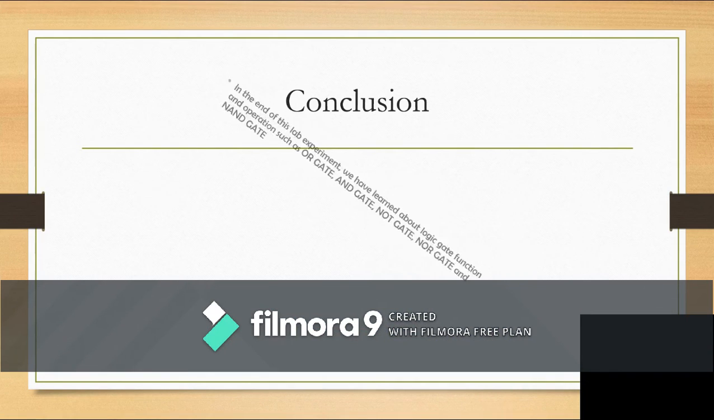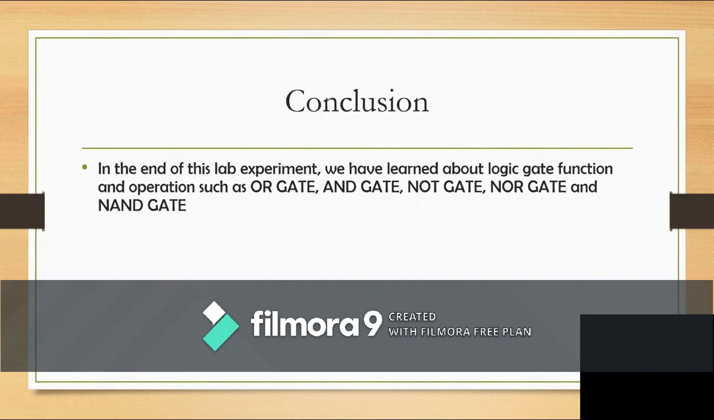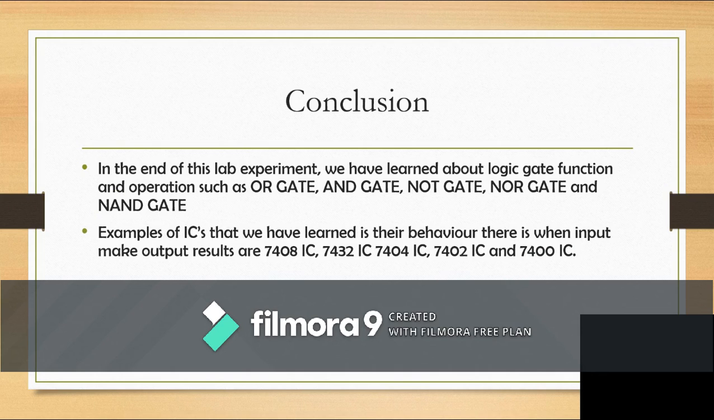Our conclusion is, at the end of this lab experiment, we have learned about logic gate functions and operations such as the OR gate, AND gate, NOT gate, NOR gate, and lastly the NAND gate. Secondly, we learned the behavior of example ICs, where inputs produce output results, in the 7408 IC, 7432 IC, 7404 IC, 7402 IC, and lastly the 7400 IC.